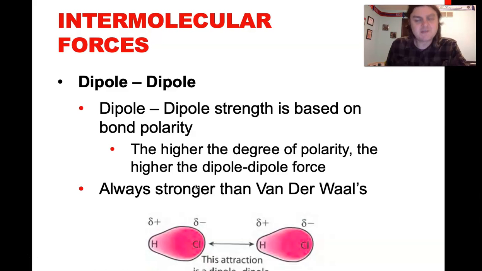Like I mentioned on the previous slide, since these dipoles are permanent rather than instantaneous or momentary, okay, this attraction is always stronger than van der Waals. So you can see this arrow attracting the hydrogen side of one molecule and the chlorine side of the other molecule. That is a dipole-dipole attraction.